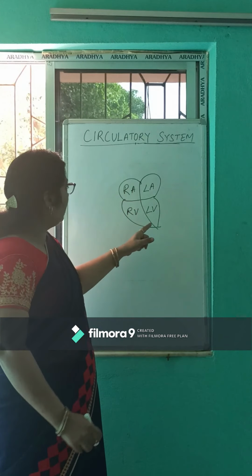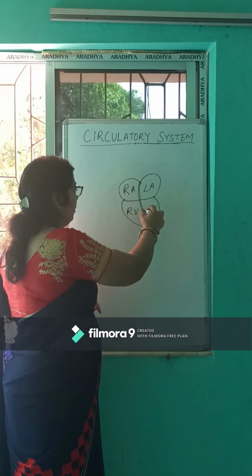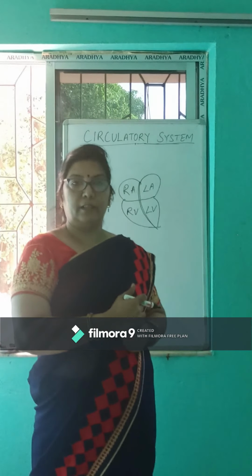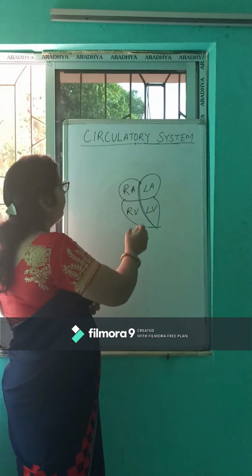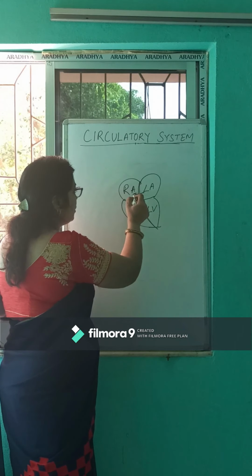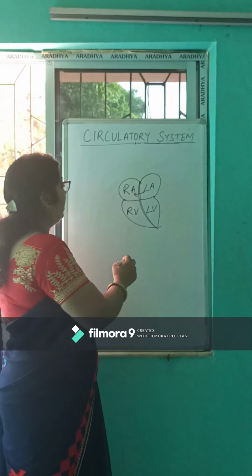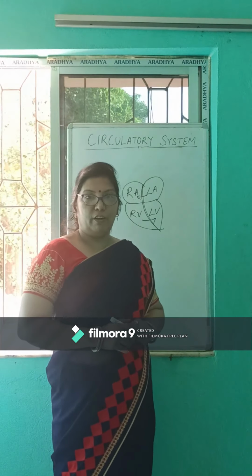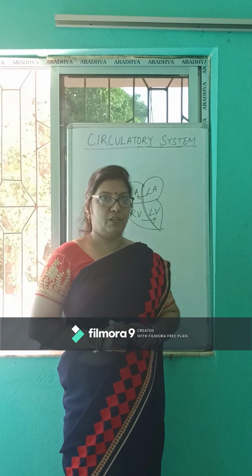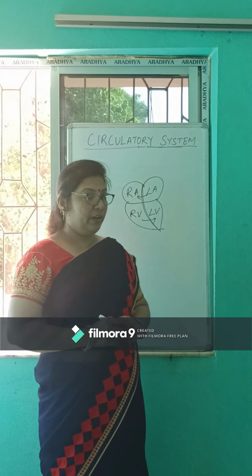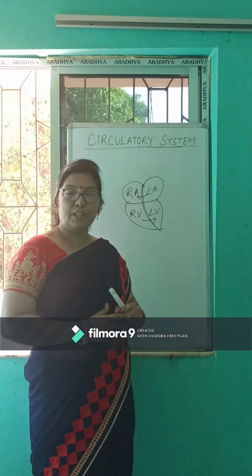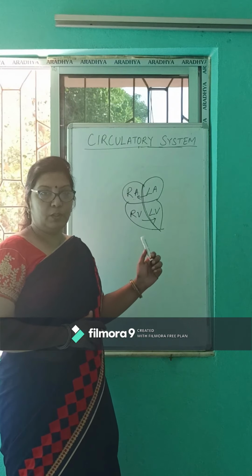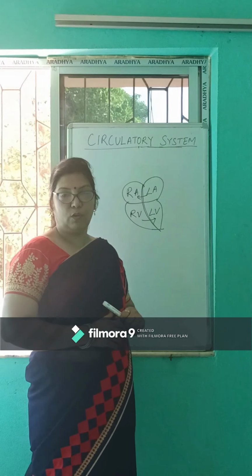There is a thick muscular wall which separates the left side of the heart from the right side, so that the blood from one auricle doesn't go to the other auricle and the blood from one ventricle doesn't enter the other ventricle. Auricles are the receiving chambers of the heart, so they have thin walls, whereas ventricles are the distributing chambers of the heart. They distribute the blood to the blood vessels and they have thick walls.